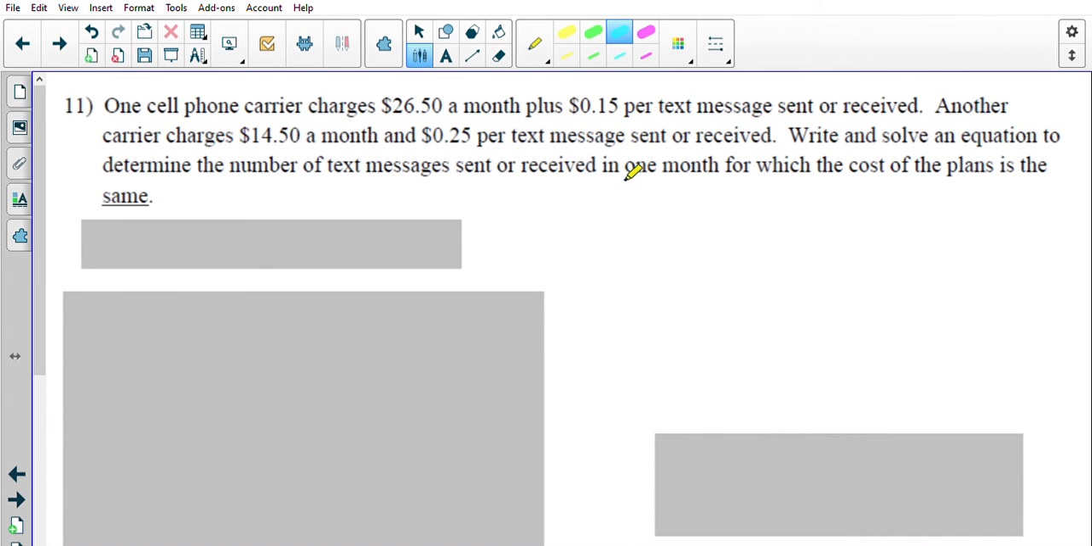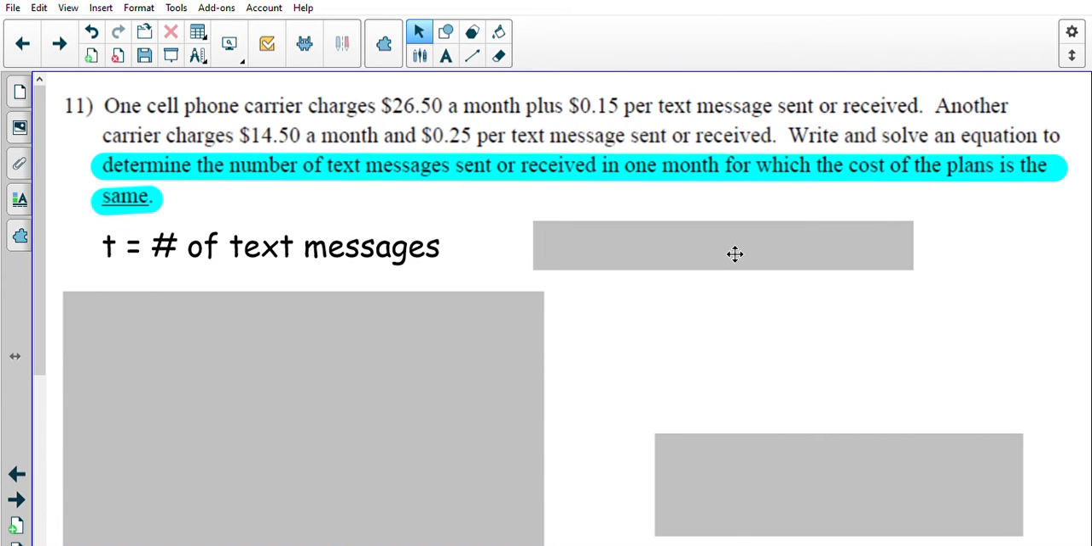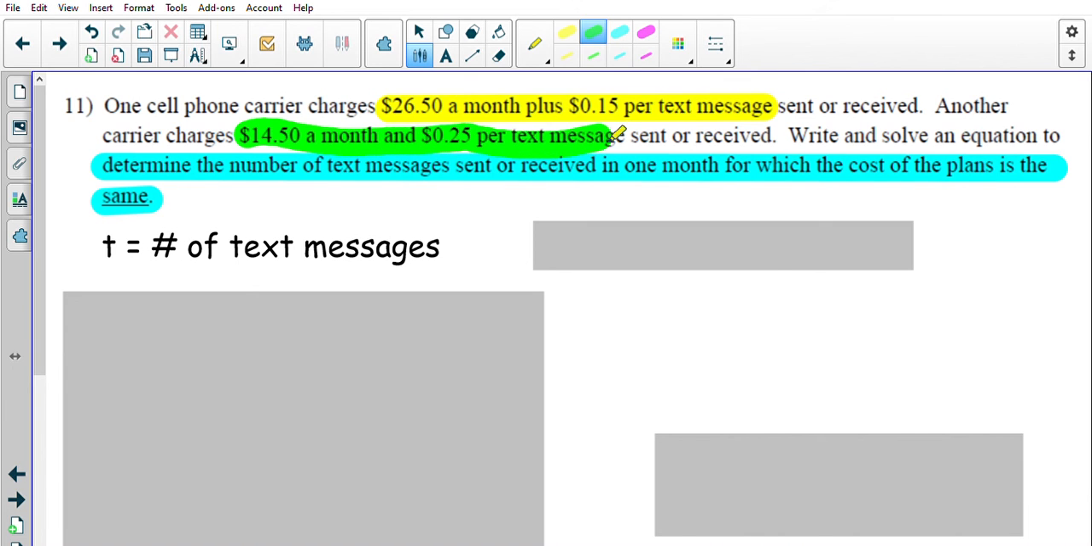So again, we're trying to determine the number of text messages sent or received in a 1-month period for which the cost will be the same. So my variable, I chose T. You can choose a different variable if you want, but I let T equal the number of text messages. So we'll start with our first cell phone carrier, which is $26.50 per month and 15 cents per text message. Keep in mind, T represents the number of text messages, so the T is going to go with the 0.15. Our other plan is $14.50 a month and 25 cents per text message.